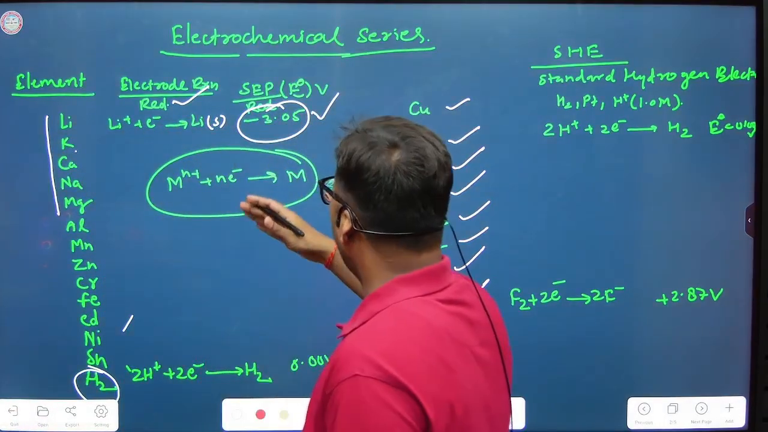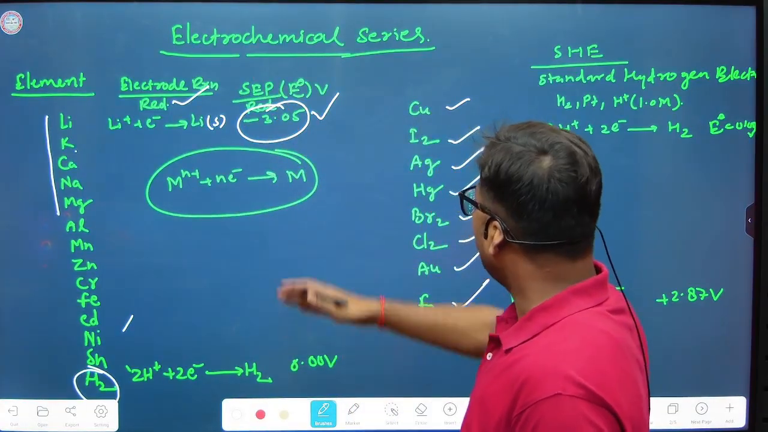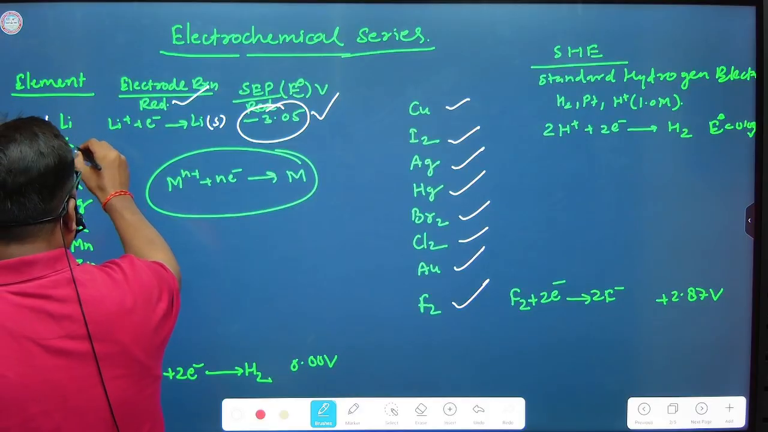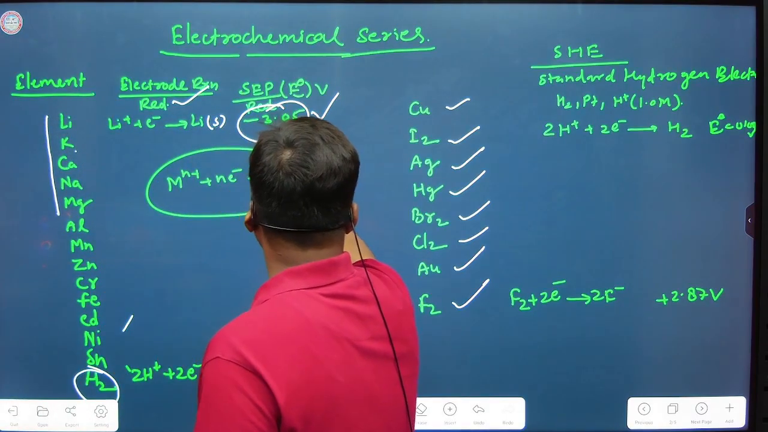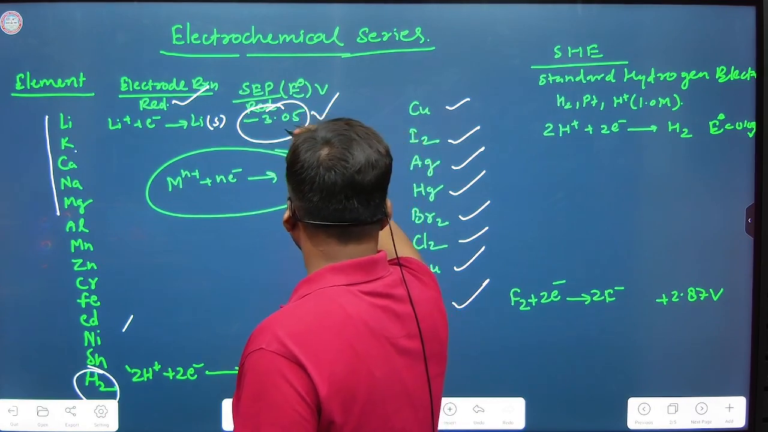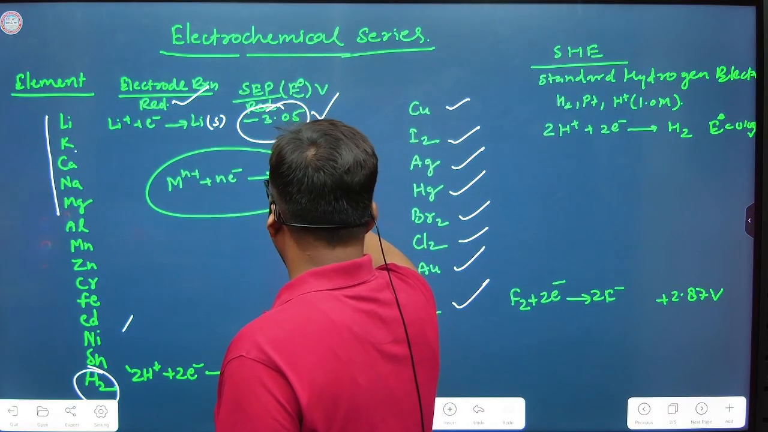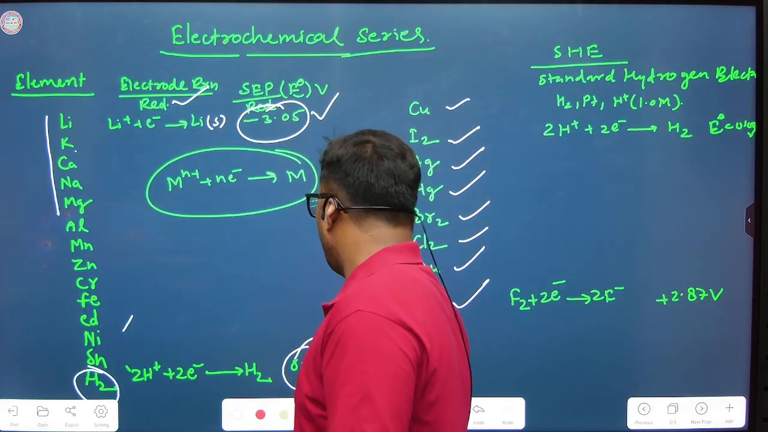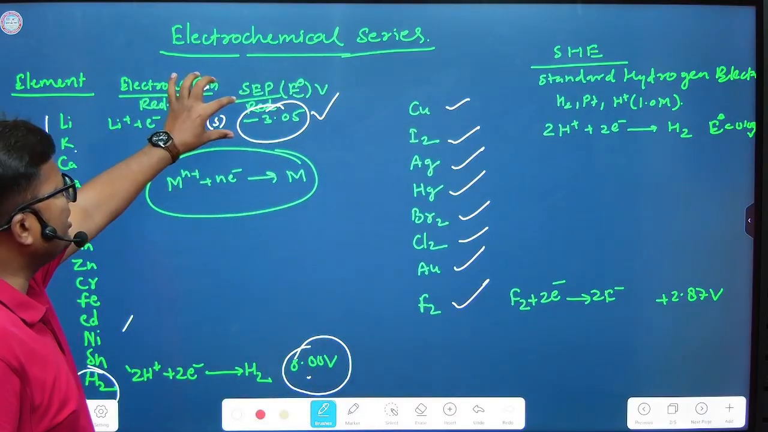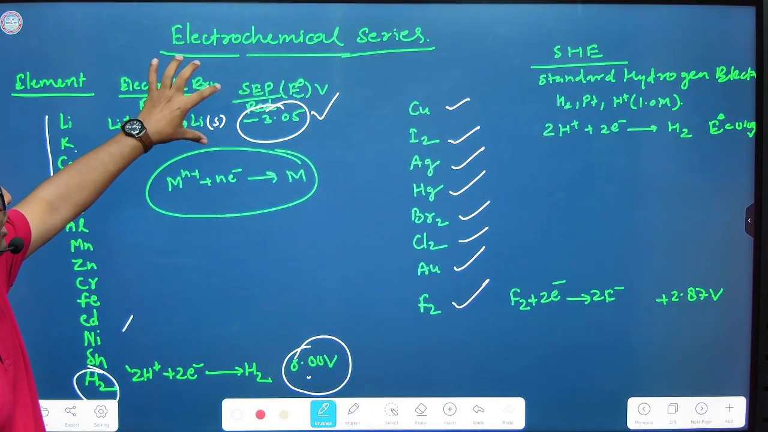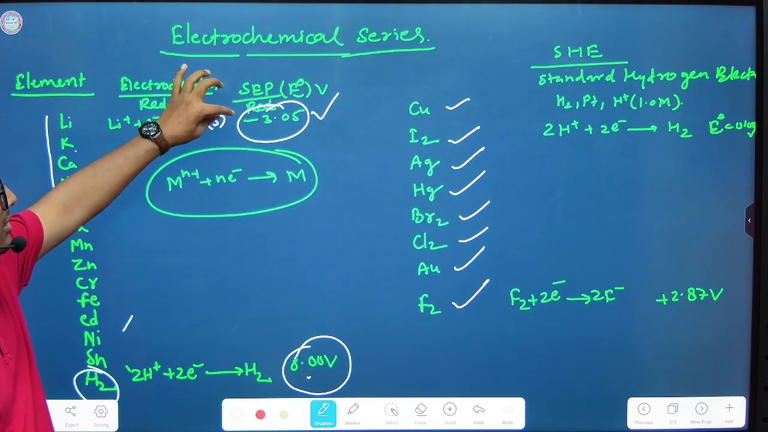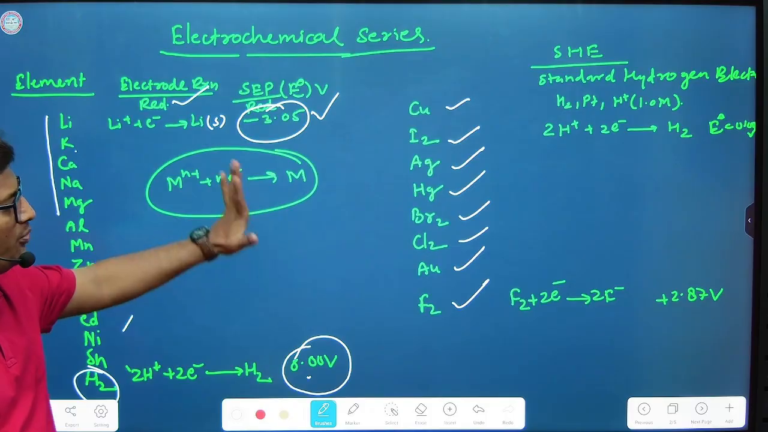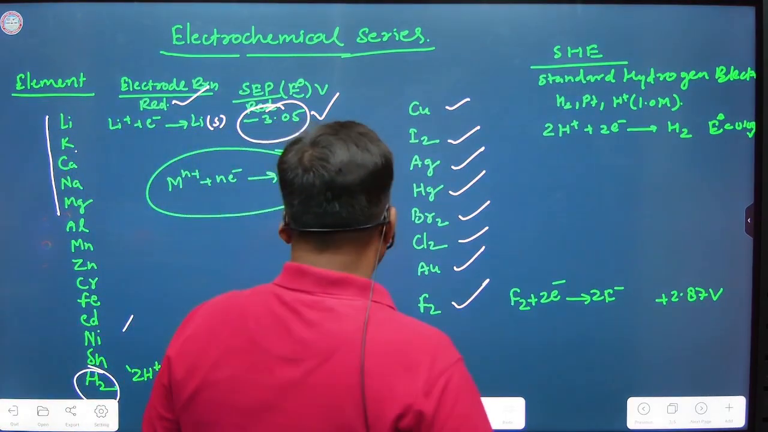But once you move from top to bottom across this series, then what happens? From lithium, then potassium, then calcium, this negative value decreases, and ultimately it reaches towards 0.00 volt. So the negative potential ultimately increases, meaning it reaches towards 0.0 voltage, right?